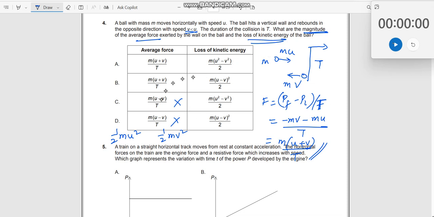And he is asking what is the loss of kinetic energy. Loss means what? It should be negative. We should subtract one from the other. So if you subtract half mu square minus half mv square, you will get a negative answer here, which represents the loss. So therefore, it should be m into u square minus v square divided by 2. Thus option A is the right one.